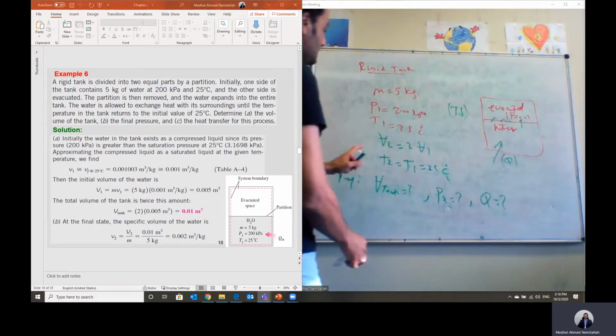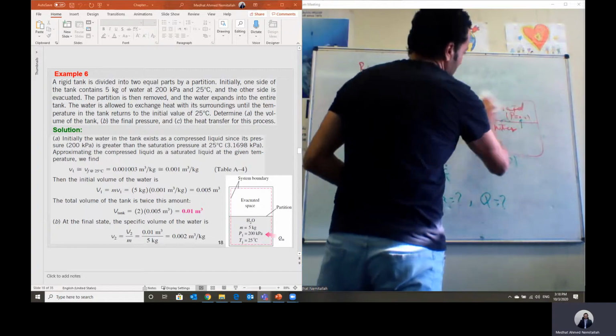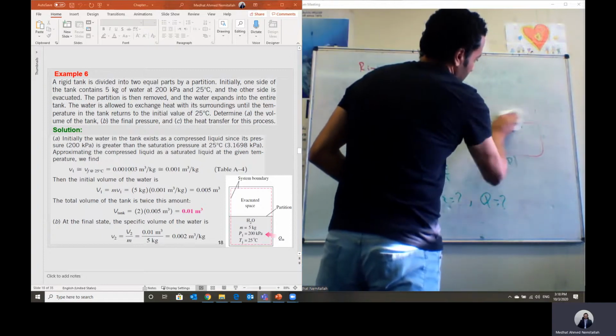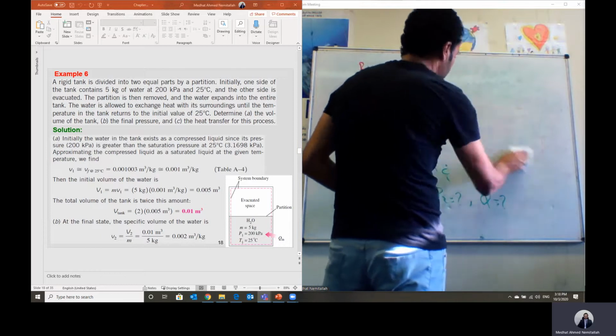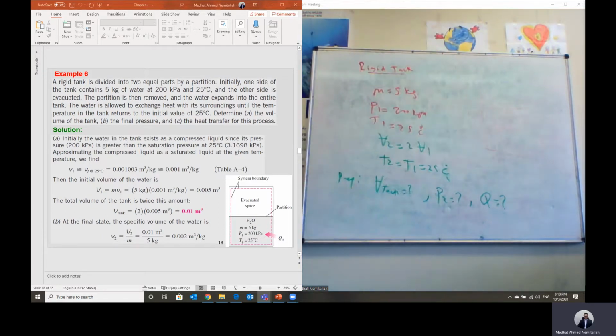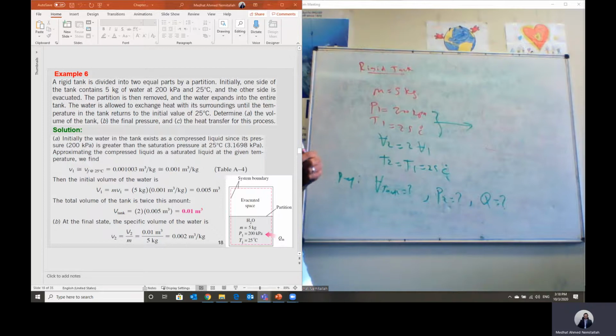First of all, we need to calculate the volume. The mass of water is given at state number 1, equal to 5 kilograms before the expansion. This is a closed system, so we expect the mass to be constant. The condition of water at the initial state is P1 equal to 200 kilopascal, T1 equal to 25 degrees C, and the volume is half of the volume of this tank. So let's take what is given at state number 1: pressure and temperature are given.